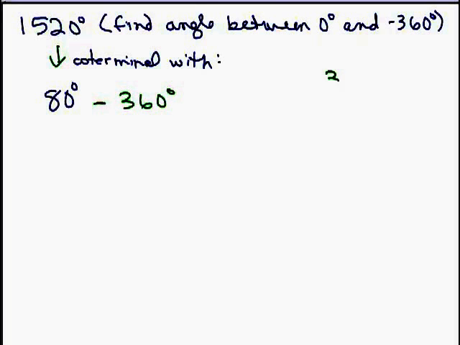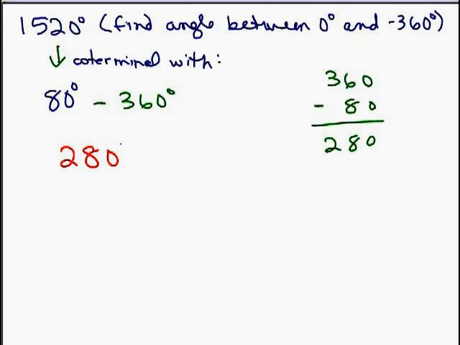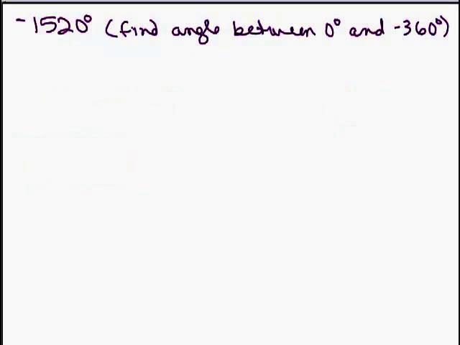We know it's coterminal with 80, but we're trying to get a negative number, so all we do is subtract 360 degrees from that. Now, to do that, you really are just doing 360 minus 80 and putting in your negative sign. So my answer will be negative 280 degrees, right? There we go. We found an angle between 0 and negative 360 degrees that was coterminal with 1520 degrees.